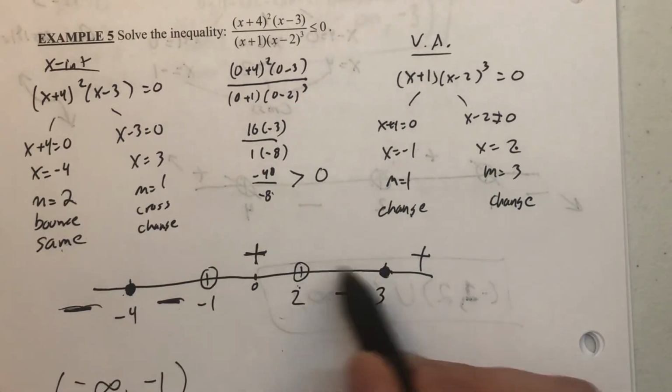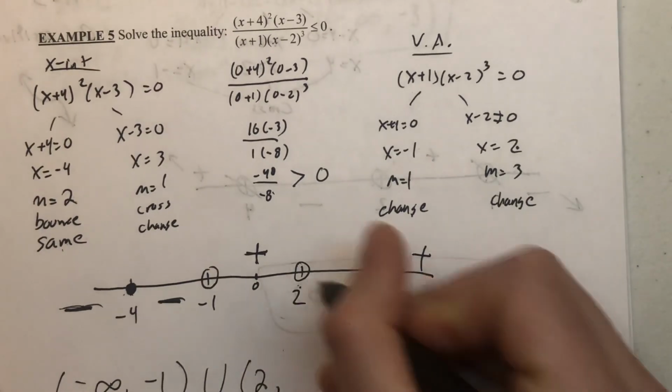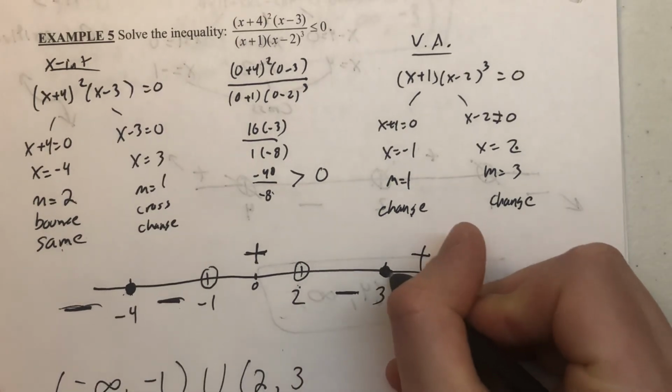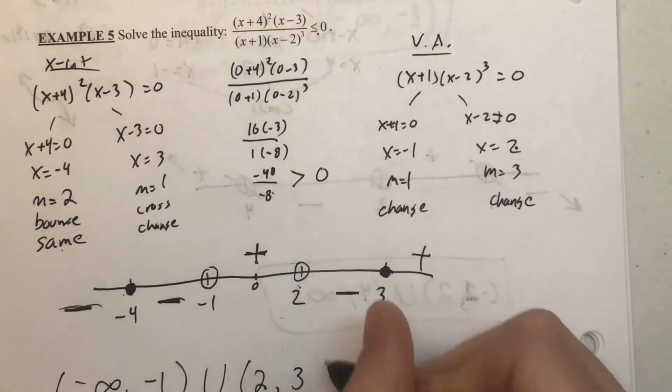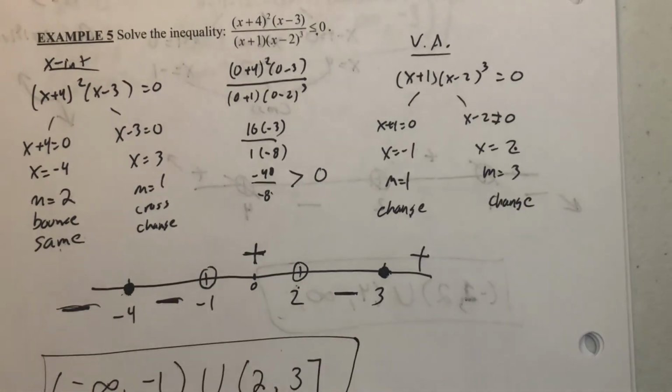And then we've got this small interval over here. So we'll union it with 2 that we don't want to include, up to the point when we get to 3, and then 3 being a point where it is equal to 0, we want to include, so we throw a bracket on that, and there's our interval for our answer.